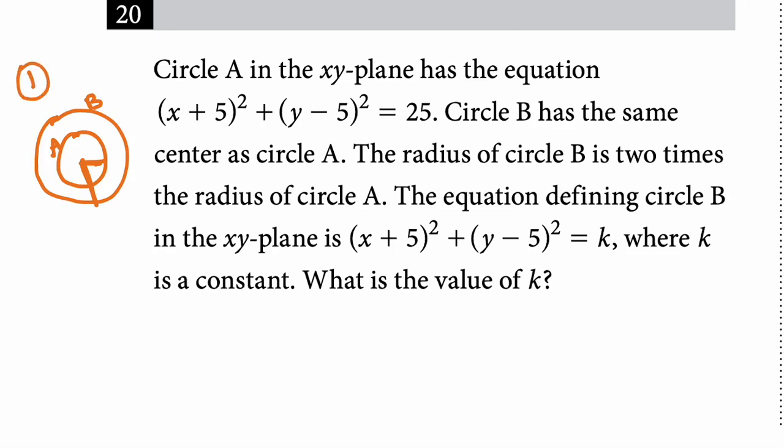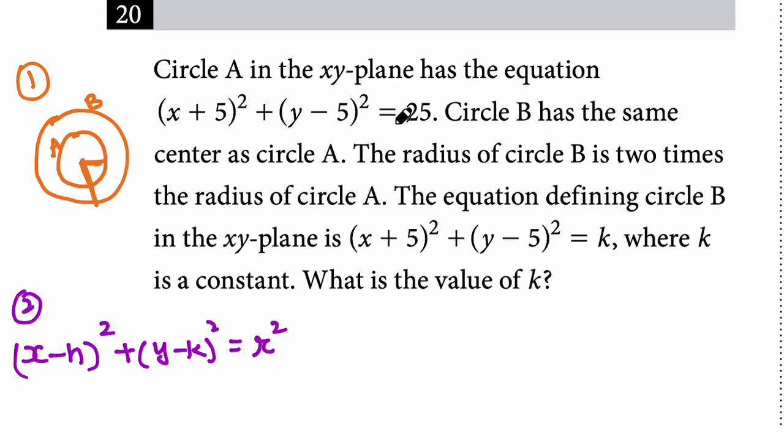Concept number 2 is that if you see the standard equation of the circle, x minus h whole squared plus y minus k whole squared is equal to r squared. So here r squared is 25, right? So that means r is equal to 5. And as per the question, the radius of circle B is 2 times that of circle A. So if the radius of circle A is 5, the radius of circle B is 2 times 5, which is 10.